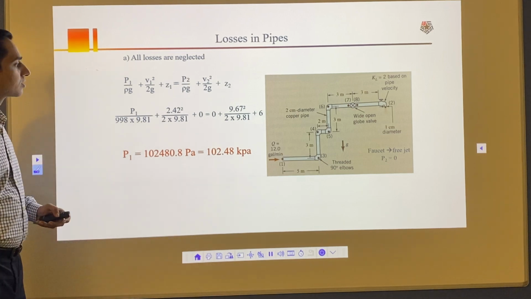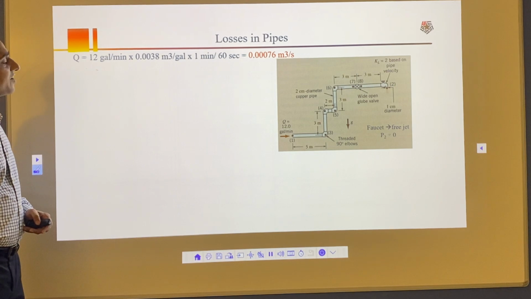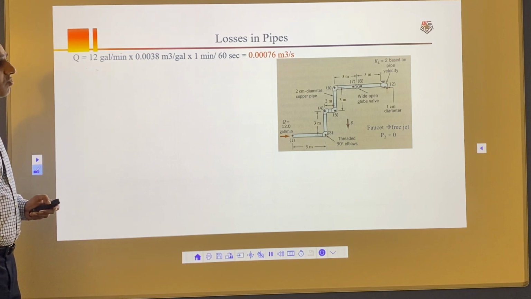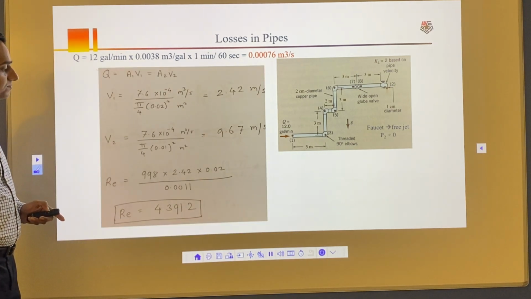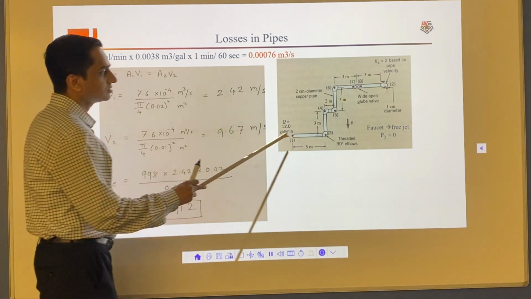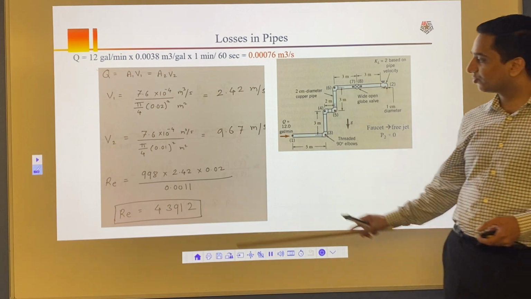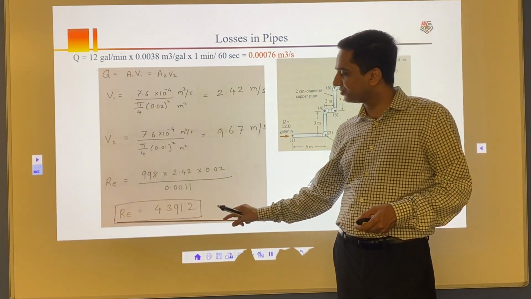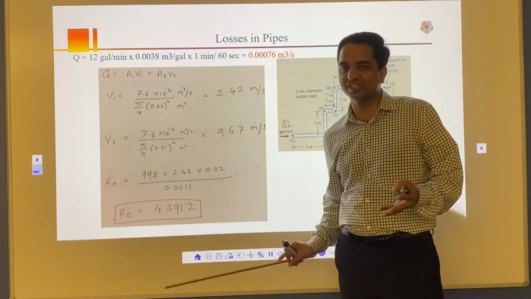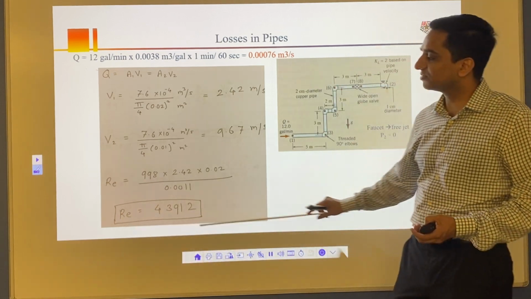Now, I'll move to the next part. What if there is only major loss? To calculate HL major, we need to know the Reynolds number. So here we calculate the Reynolds number. It will be around 44,000 or 43,900. That's the Reynolds number you get.